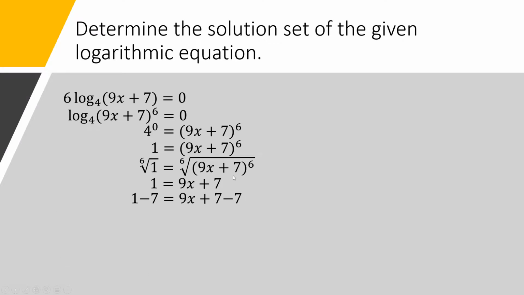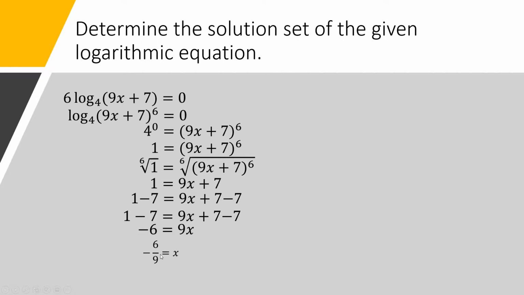So here, what I did is that I subtract both sides by 7. Okay, so that's it, 7. So we have negative 6 equals 9x. And then we have to divide both sides by 9.